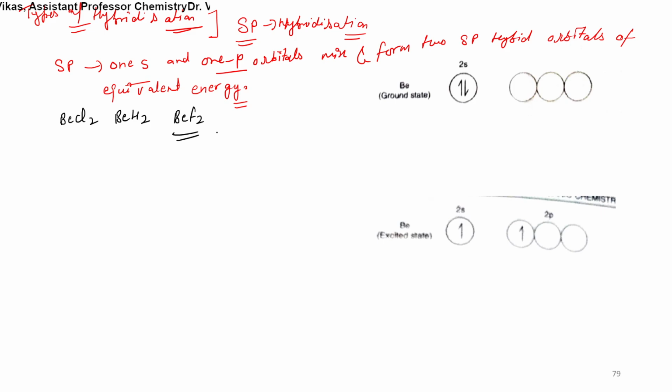So beryllium has atomic number 4 and its electronic configuration is 1s2, 2s2, and that completes the 4 electrons. In the ground state, this one is the inner shell and this one is the valence shell, and the valence shell has two electrons. As we know, every orbital can hold a maximum of 2 electrons, with opposite spins.